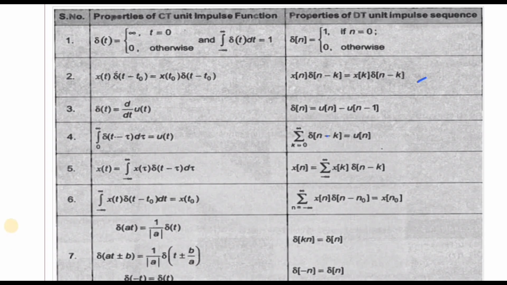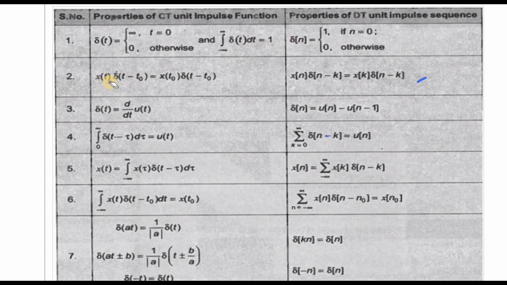In this video, we are going to discuss the properties of the continuous time unit impulse function. So the first property is del of t is equal to infinity for t is equal to 0, and 0 otherwise, and it has to satisfy the integration from minus infinity to infinity of del of t dt is equal to 1.